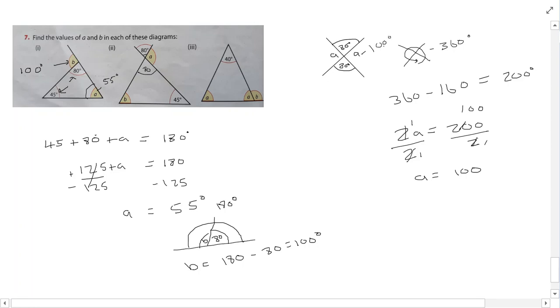If this one's 100 degrees, then this one is equal to it as well, so it's equal to 100 degrees. So that's how you would do it. Let's say that's the first part. That's how you figure out what A is. So this is question 2.